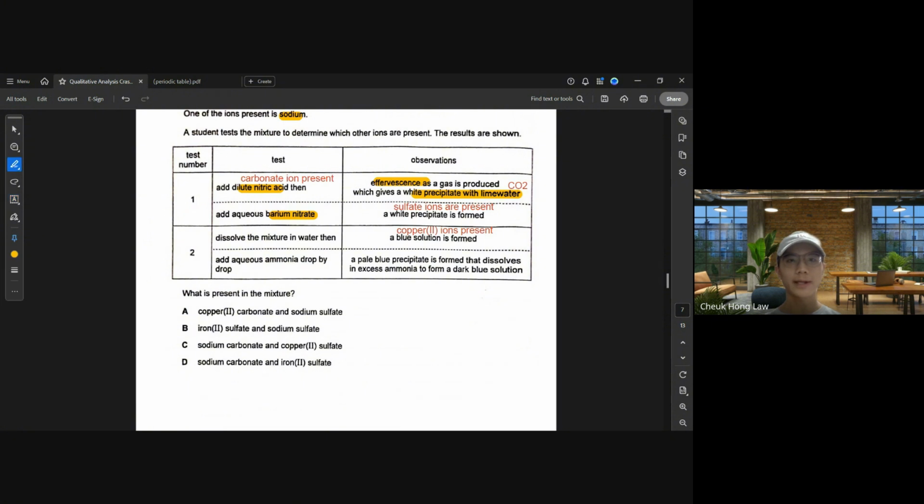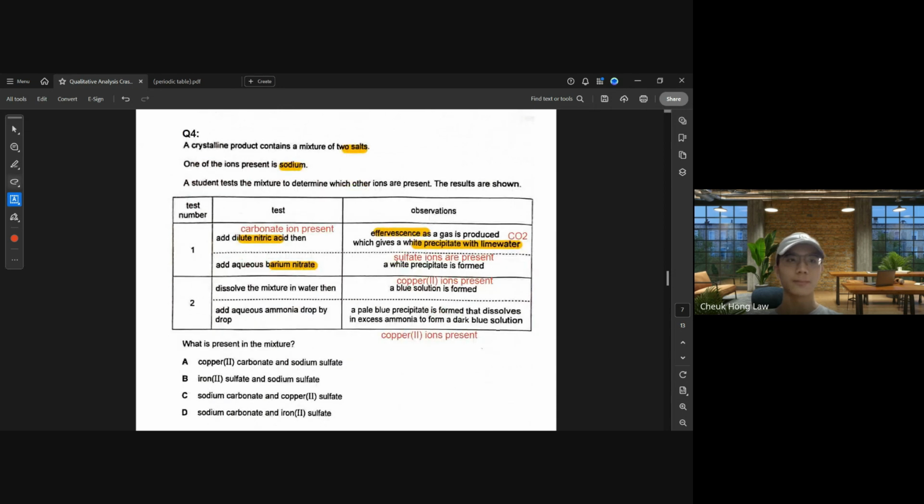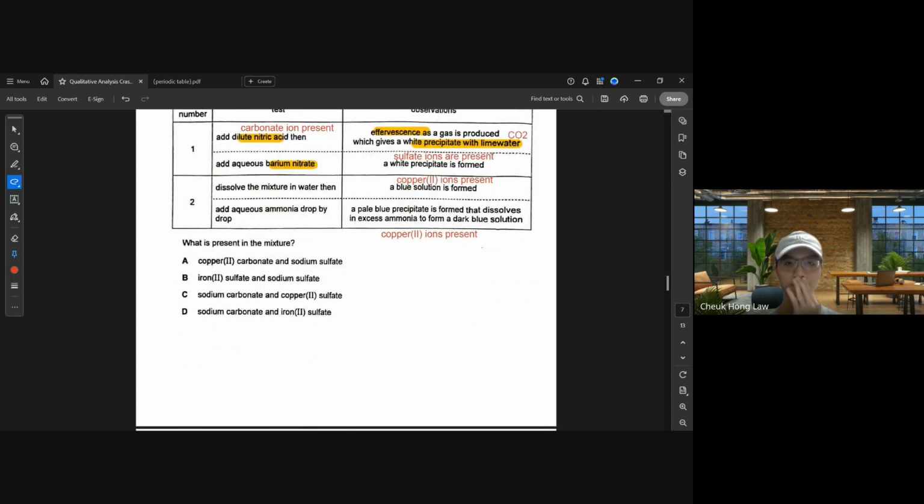Then followed by adding aqueous ammonia drop by drop. A pale blue precipitate is formed that dissolves in excess ammonia to form a dark blue solution. This further confirms that copper 2 plus ions are present, because this is the exact observations you'll get when you add aqueous ammonia to a copper 2 compound. So we identified carbonate, sulfate, and copper 2. And then they also mentioned that one of the ions present is sodium. So let's see what is the answer.